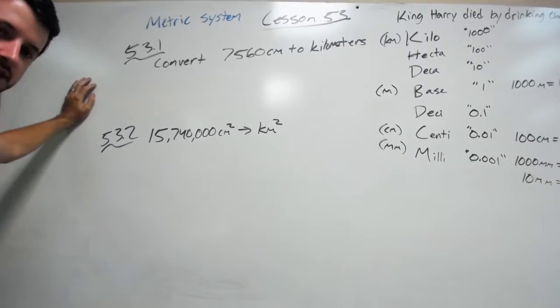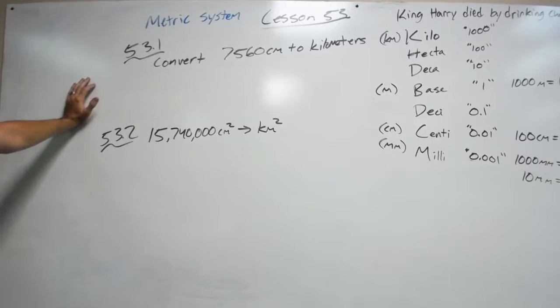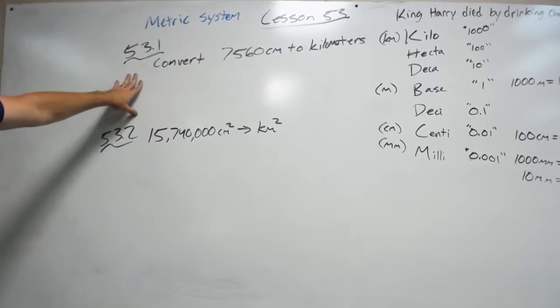When we travel, we say we're going 50 miles per hour. They might say 50 kilometers per hour. That's how they do their measurement or metric system. And so in lesson 53, we're going to learn how to convert.